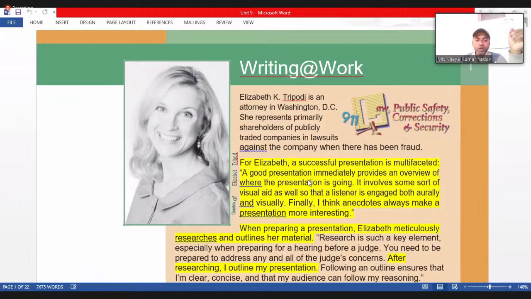So here, a good presentation immediately provides an overview of where the presentation is going. That is what is called a good presentation. It immediately gives an overview of the whole presentation, whatever you are going to tell in detail further. So you give the overview at the start, and it captures the attention of the audience.